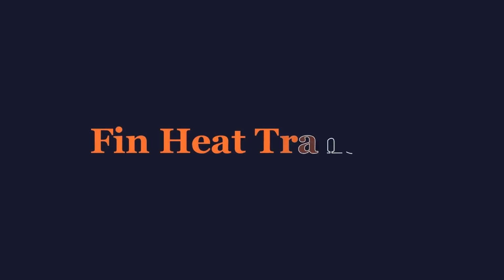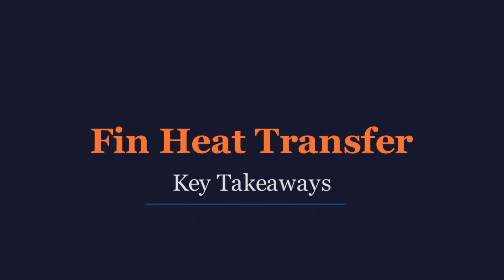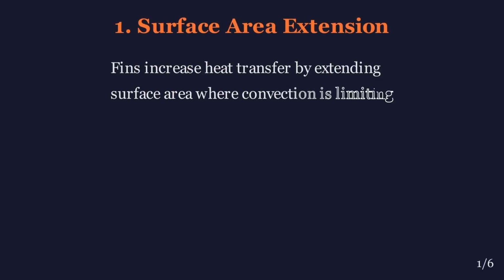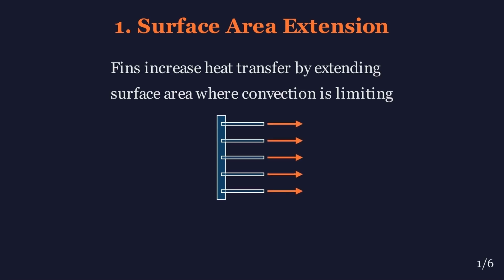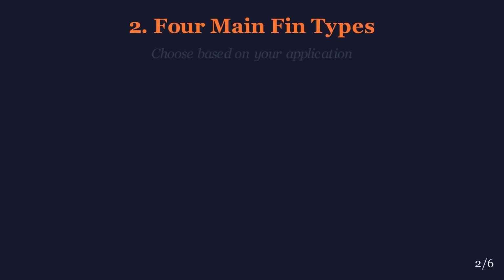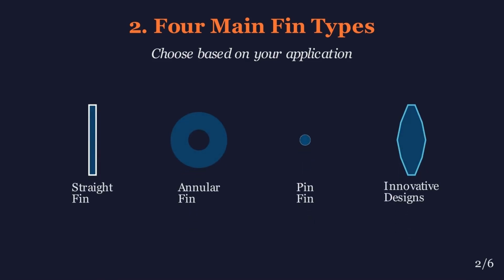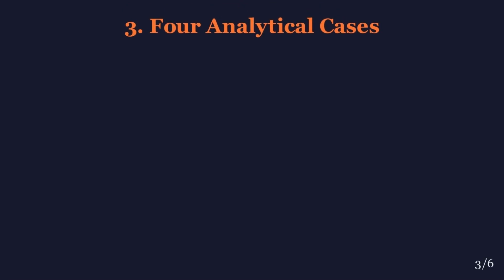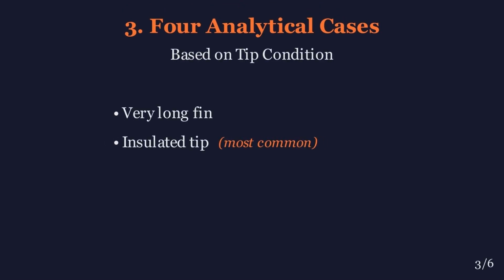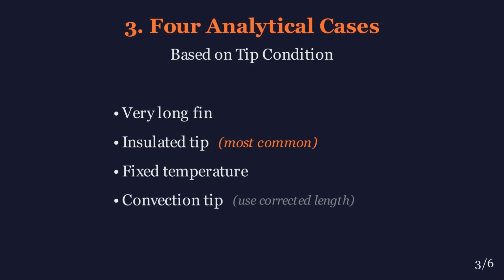All right, let's wrap up what we've learned today about extended surfaces. Key takeaways. First, fins increase heat transfer by extending surface area where convection is limiting. Second, 4 main types: straight, annular, pin fins, and innovative designs. Choose based on your application. Third, 4 analytical cases based on tip condition. Very long fin, insulated tip, most common, fixed temperature, convection tip, use corrected length.